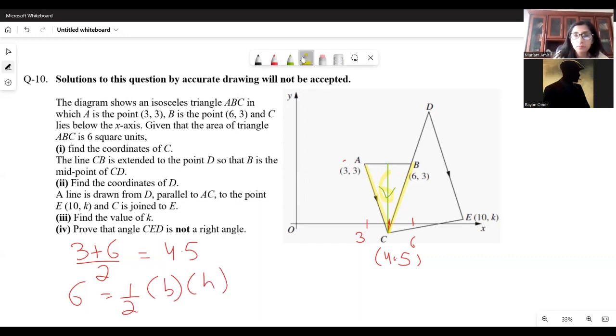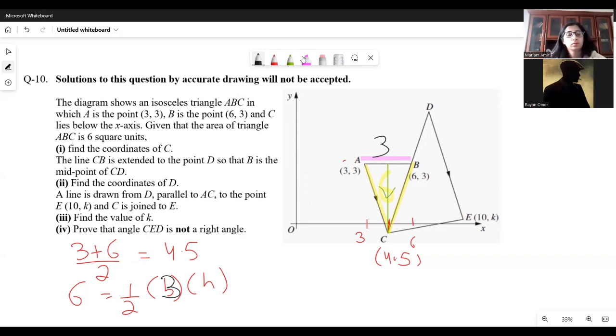Can you tell me what's the base of this triangle? This is called the base. What are the number of units of this base? Sorry? The base would be 3. Yes, base is 3. So this is 3. So now find the height. What is the height?